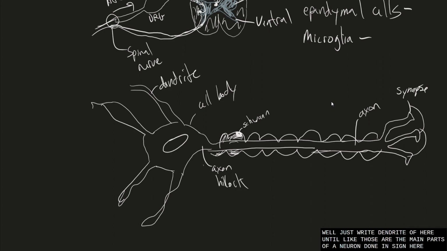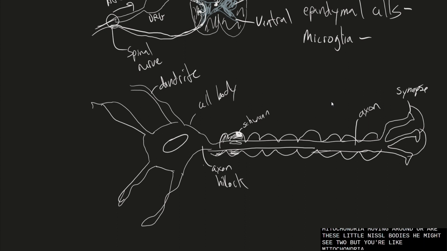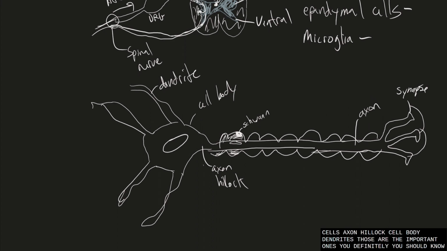Then inside here, there might be a little mitochondria moving around. There are these little Nissl bodies you might see too. But here, like mitochondria, synapse, axon, Schwann cells, axon hillock, cell body, dendrites. Those are the important ones. You should know all those words that I just said.